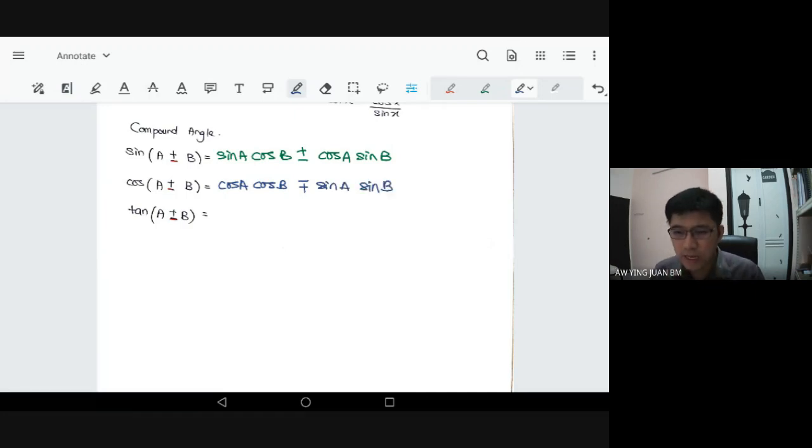Kalau tangent bracket A plus minus B, kita ada tangent A plus minus ikut. Kemudian kita ada tangent B over 1 terbalik. Terbalik minus plus. Kemudian kita ada tangent A tangent B. Okay, compound angle. So benda ini kita nak guna selepas ini.